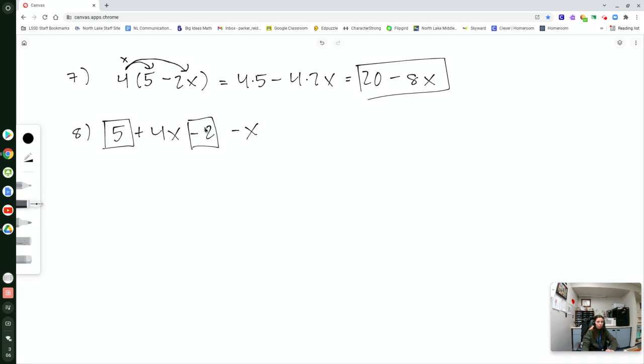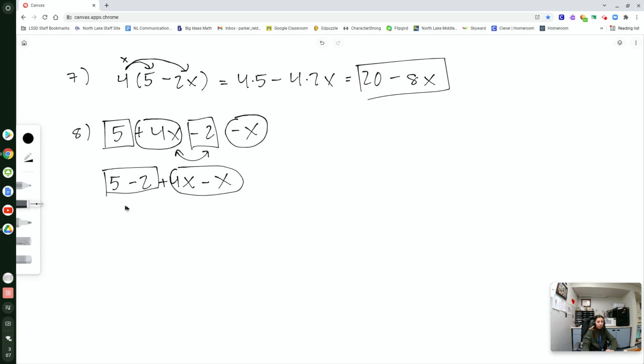I'm going to put the same shape around both. This term has an x on it, 4x. This term also has an x on it. So I'm going to put a circle around both of those, the same shape around those because they are like terms. Now I'm going to rearrange the expression to get the boxes next to each other and the circles next to each other. So I'm just going to swap the middle two to make that happen. 5 minus 2, it said minus 2 before, it should still say minus 2, plus 4x, it said plus 4x before, it should still say plus 4x, and then minus x. So now my like terms are right next to each other.